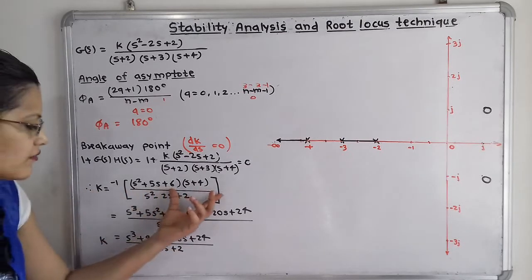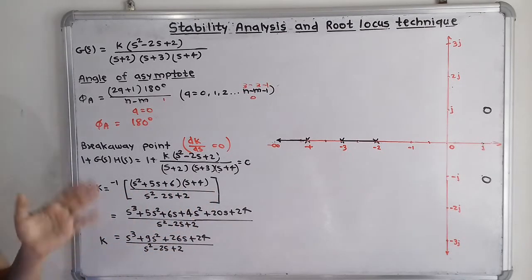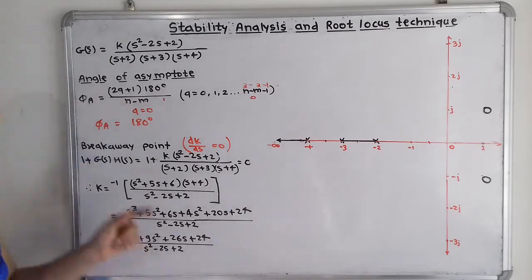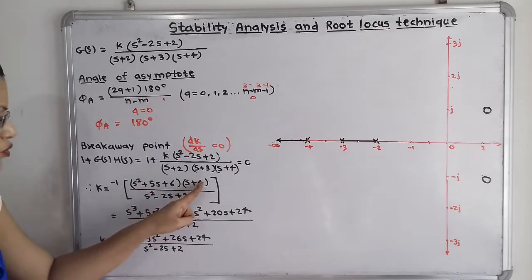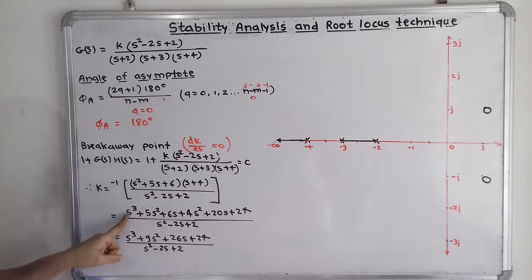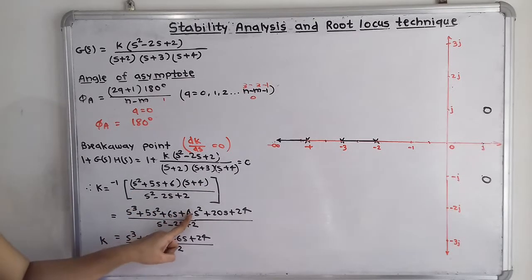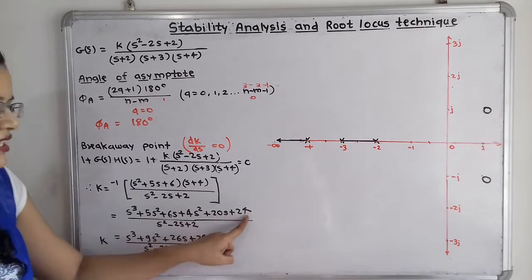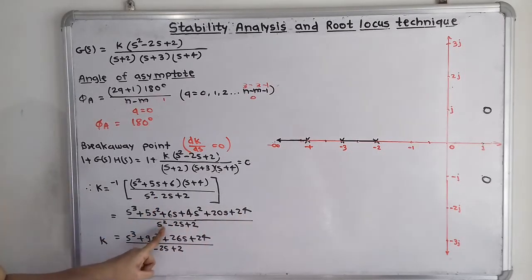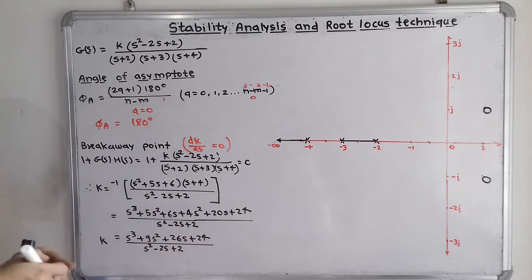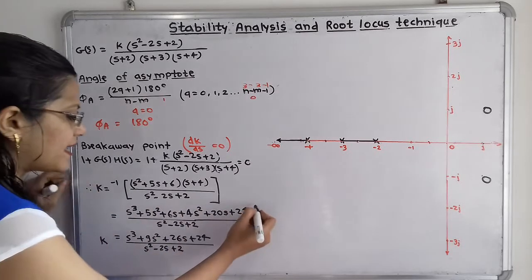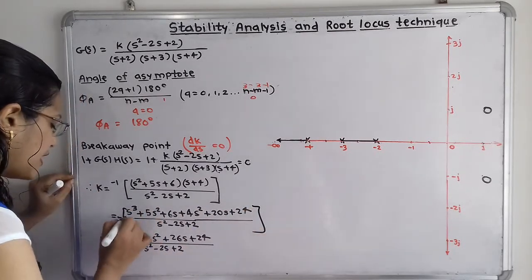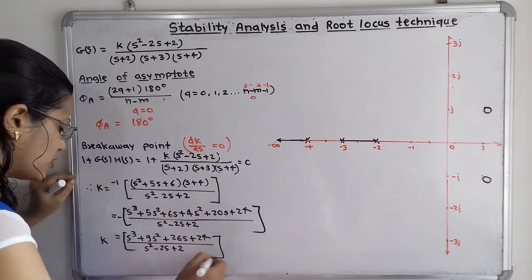Now this is the value for this K. Again we will simplify this, that is, I will multiply these two brackets: s cube plus 5s square plus 6s plus 4s square plus 20s plus 24, divided by s square minus 2s plus 2. Here the minus sign we have to take as it is, for all these terms.